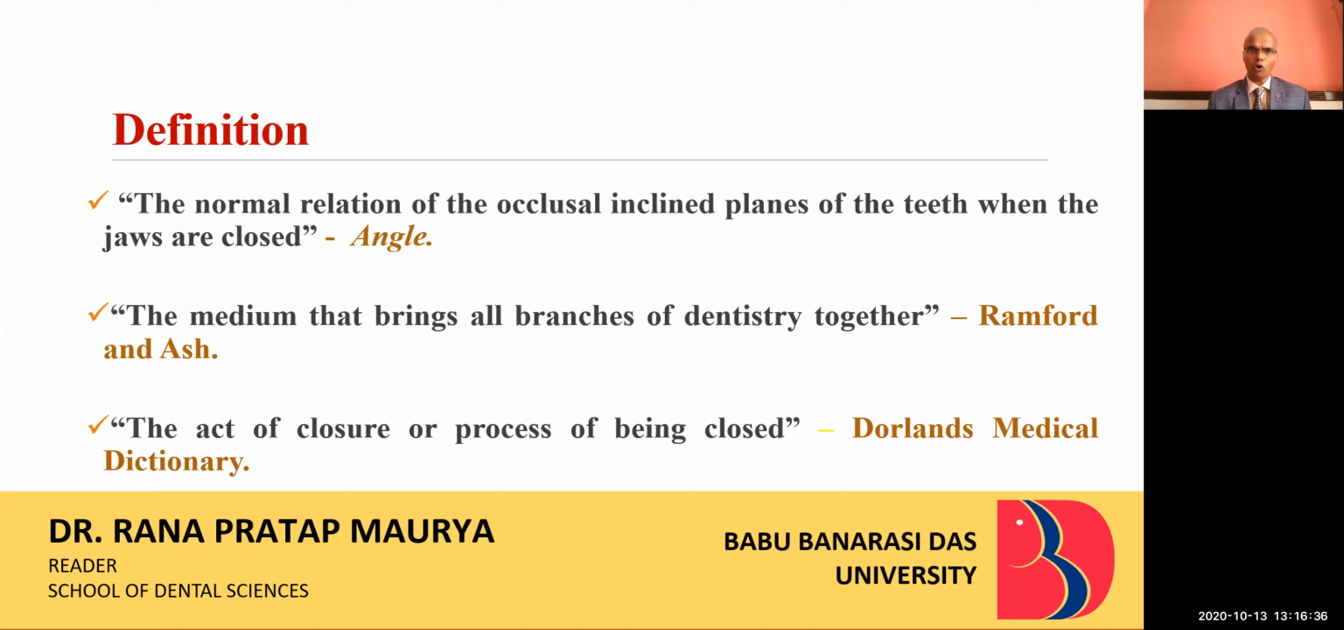Then the definitions of occlusion. Various definitions are given for occlusion. Angle defined it as the normal relationship of the occlusal inclined planes of the teeth when the jaws are closed. Ramfjord and Ash defined it as the medium that brings all the branches of dentistry together, because the goal of all the branches of dentistry is to achieve a normal or good occlusion. And according to Dorland's Medical Dictionary, it is the act of closure or process of being closed.